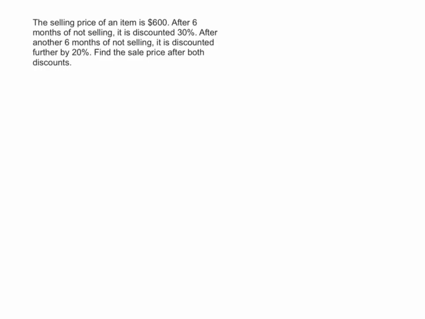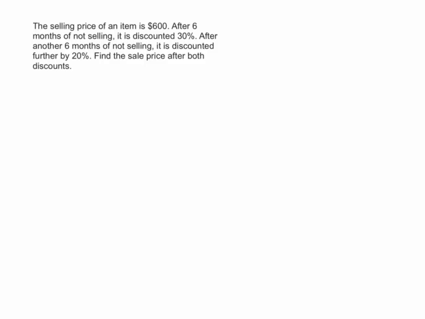Okay, this is problem 6 on the homework, and it says the selling price of an item is $600. After 6 months of not selling, it is discounted 30%. After another 6 months of not selling, it is discounted further by 20%. Find the sale price after both discounts. So this is going to be a 2-step problem, but all we're doing for this one is finding 2 sale prices. So we do that by multiplying the original price by the percent that it was discounted.